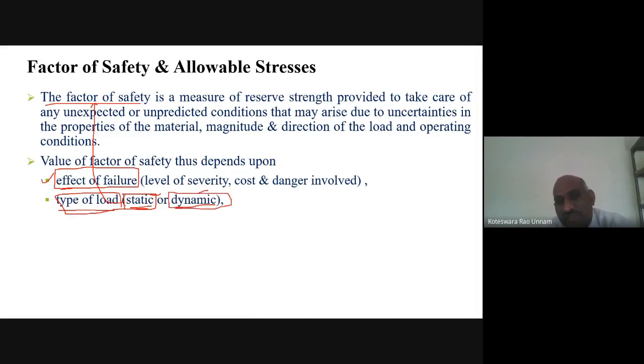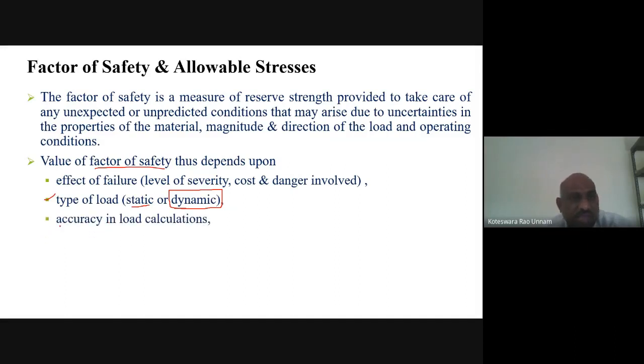Here the dynamic load is going to change both in magnitude as well as direction with respect to time. Therefore, a lot of uncertainty is there in the case of dynamic loads, so the factor of safety value should be higher when compared to static loading. So this is the second one.